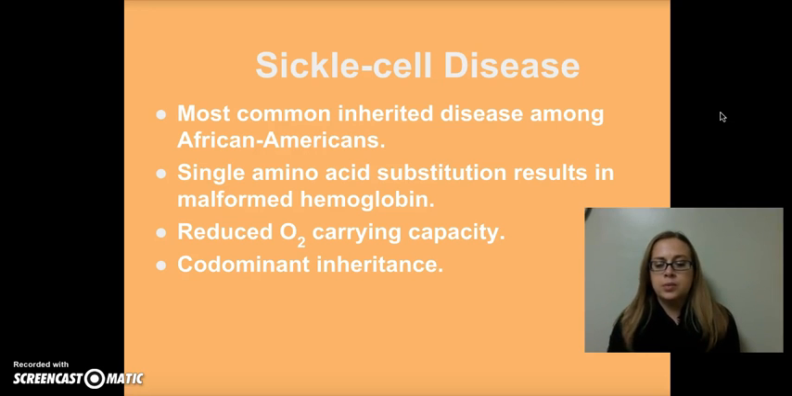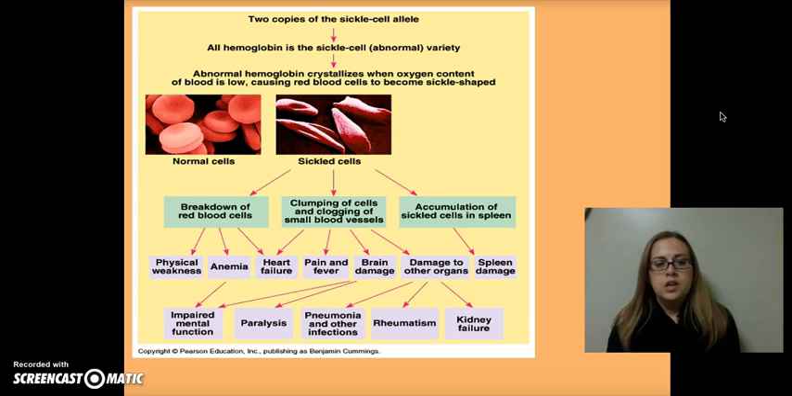This is an example of codominant inheritance. So when you have 2 copies of the sickle cell allele, then all the hemoglobin is the sickle cell or abnormal variety. So if you have 0 copies, you have all normal cells. If you have 1 copy, then you're going to have some normal, some sickle cell. If you have 2 copies of the sickle cell allele, then all the hemoglobin is going to be the abnormal variety. The abnormal hemoglobin will crystallize when oxygen content of the blood is low, and so that's what causes the red blood cells to become sickled shape.